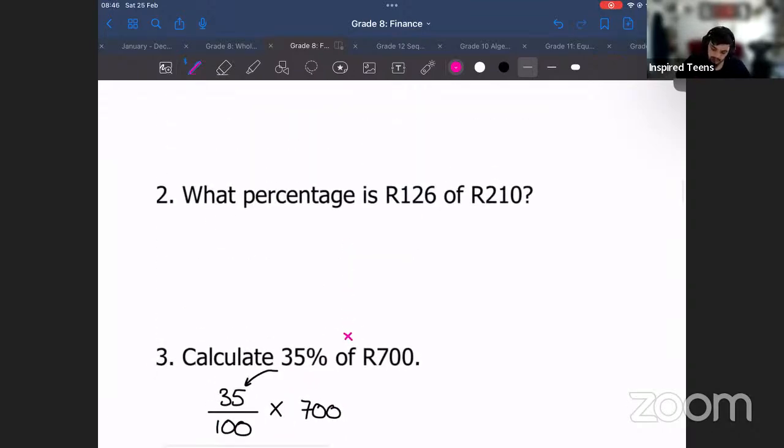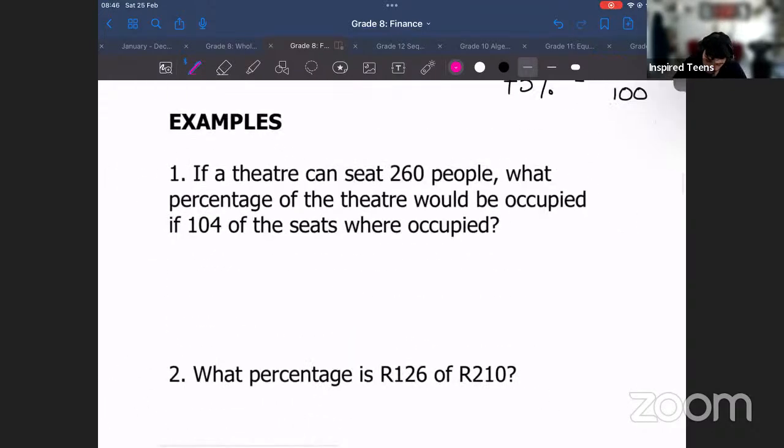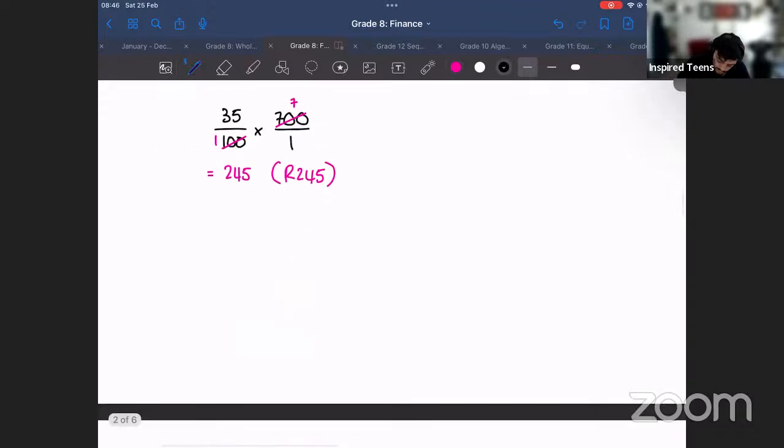Let's do this example. What percentage? Okay, let's do it. Okay, I'd like to do one more of these.